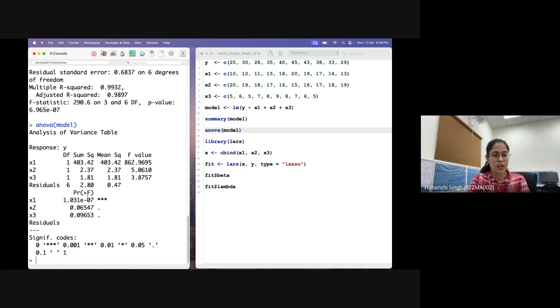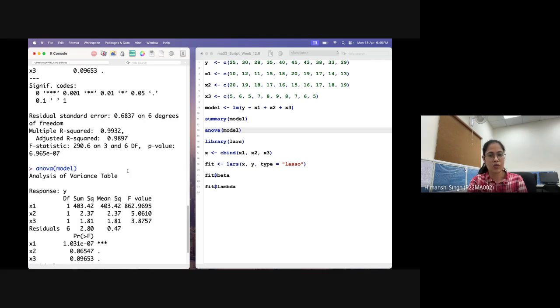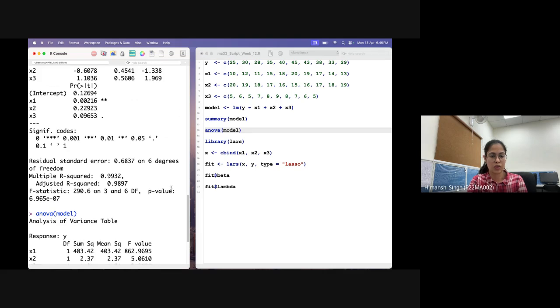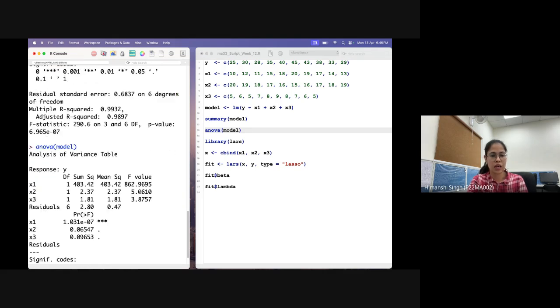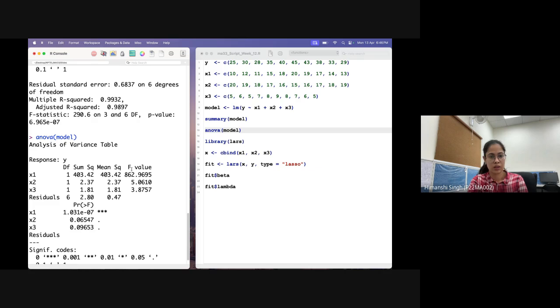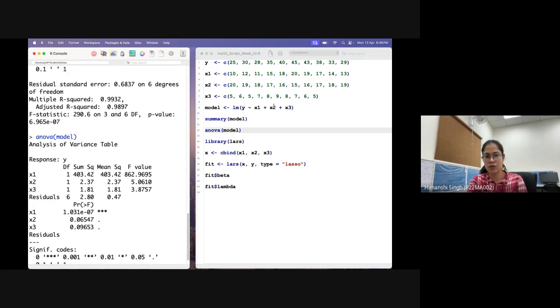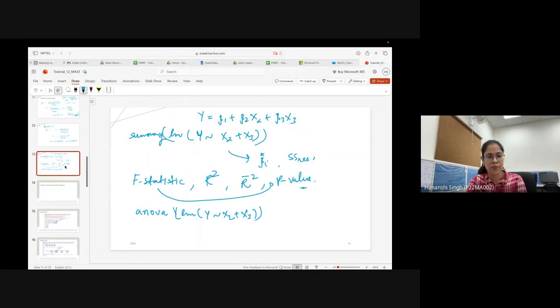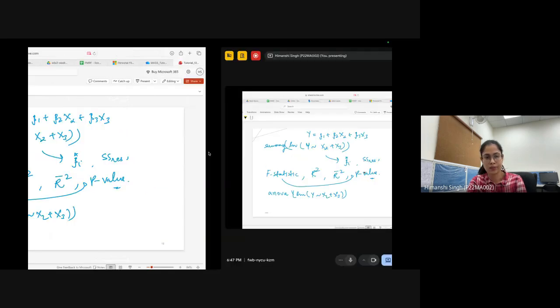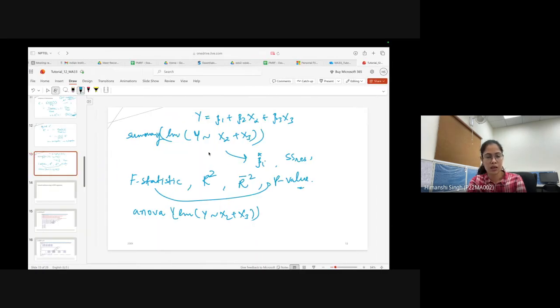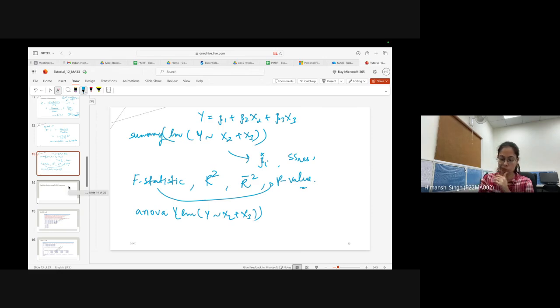Here we have three different p values for the different variables, and the final p value we got is calculated differently from them. Okay, so this is for the ANOVA, the R squared and the adjusted R squared. I hope this is clear. If there is any doubt, then you may ask.